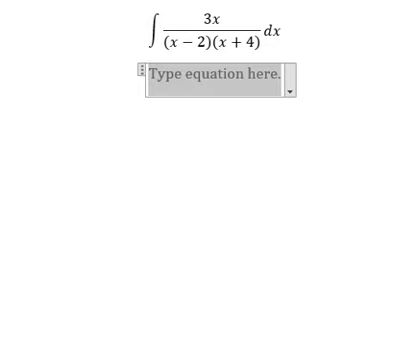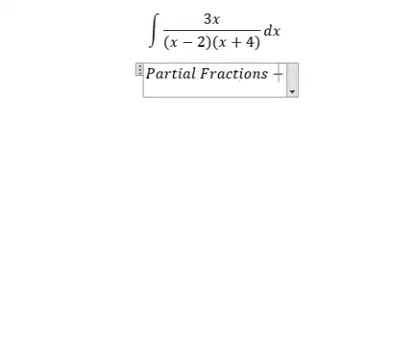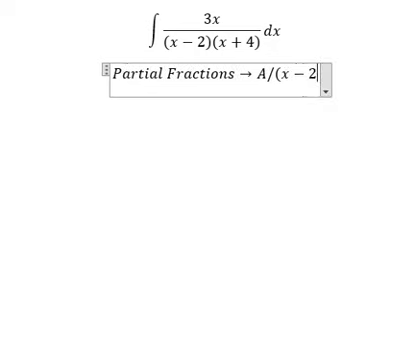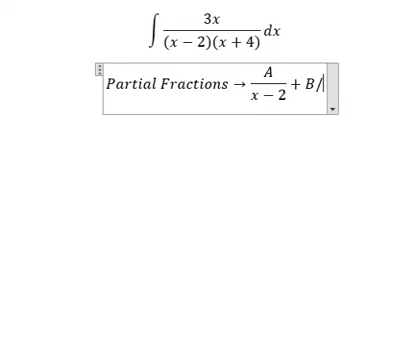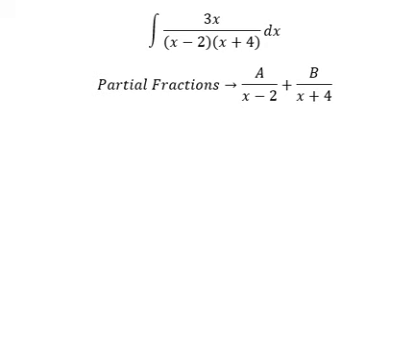We can use partial fractions. So I will put A over s minus 2 and B over s plus 4. Now we can do common denominator.